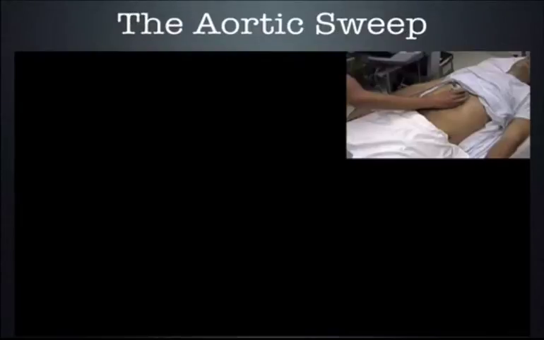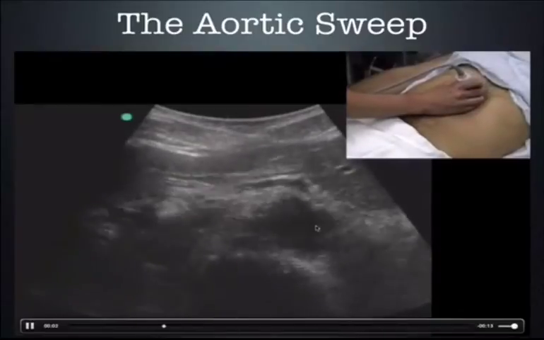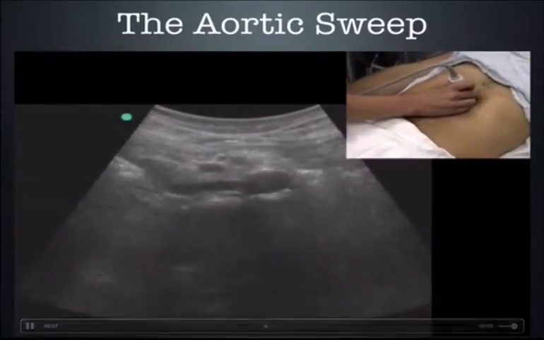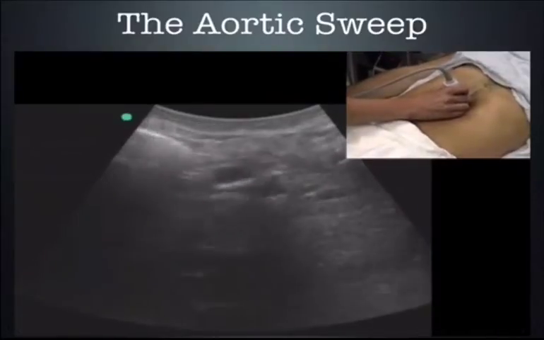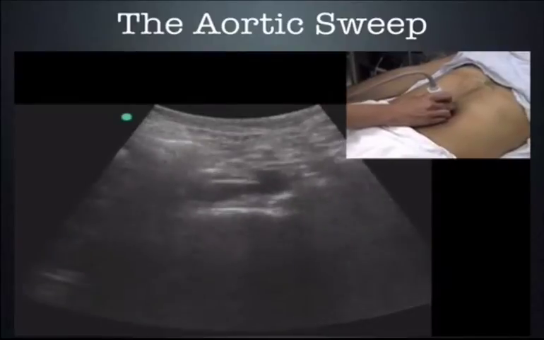So let's see how that would look right here. Again, you can see they're starting with the probe located in the epigastric region just below the xiphoid. Here we see our spine shadow, aorta, and inferior vena cava, and they sweep all the way down through the aorta to the bifurcation, which we see right there. Come back up, and there they've done a sweep of the aorta, and we did not see any abnormal dilations. So now we could come back and do our routine measurements.